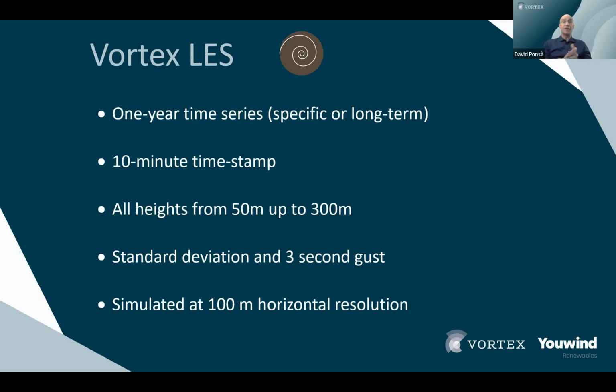The important thing here is that you have information about the standard deviation for both wind speed and wind direction, 3-second gust, and many other deliverables. Vortex LES is, I would say, for knowing the turbulence intensity conditions in a site, the ambient turbulence intensity, right? And again, very important, this is simulated at 100 meters horizontal resolution. The time series before was 3 kilometers; this is 100 meters.